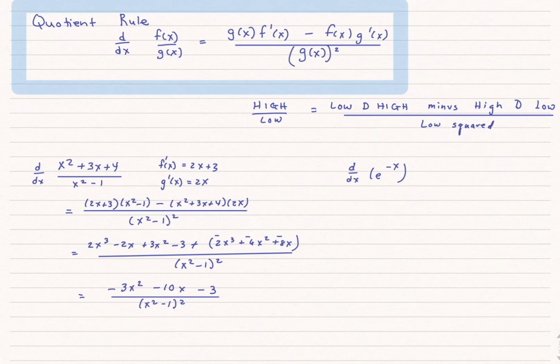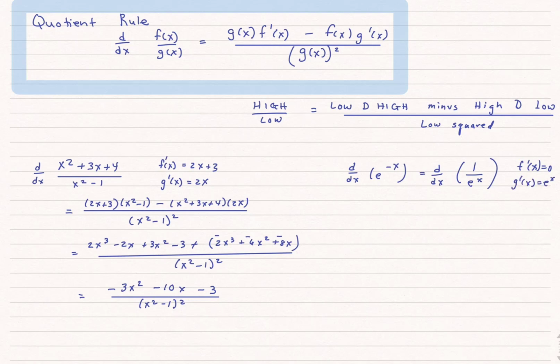Now what do we do with the second example? I haven't yet talked about how to deal with e to the something other than x. So the first thing I'm going to do is rewrite this as 1 over e to the x. Once I do that, I realize happily that f prime of x is just equal to 0, and g prime of x, again, is just e to the x.